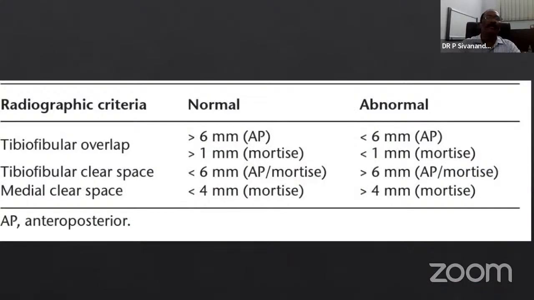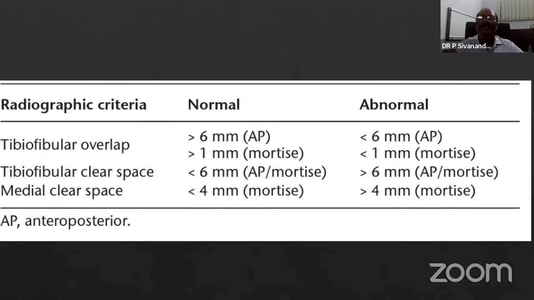So these are the things. Tibiofibular overlap, it is normal if more than 6. If it is less than that, it is definitely abnormal. And tibiofibular clear space, if it is less than 6, it is normal. If it is more than 6, it is definitely abnormal. And tibiomedial clear space, if it is less than 4, it is definitely normal. If it is more than 4, it is abnormal.